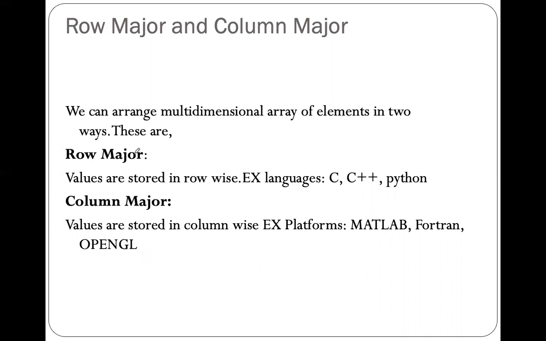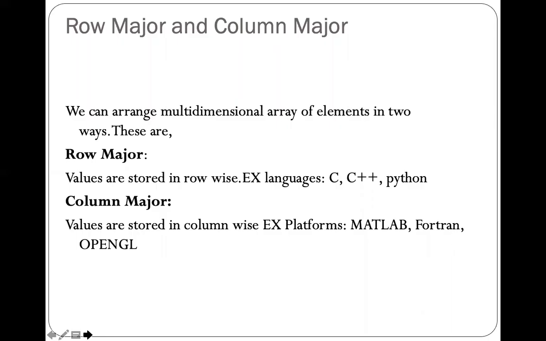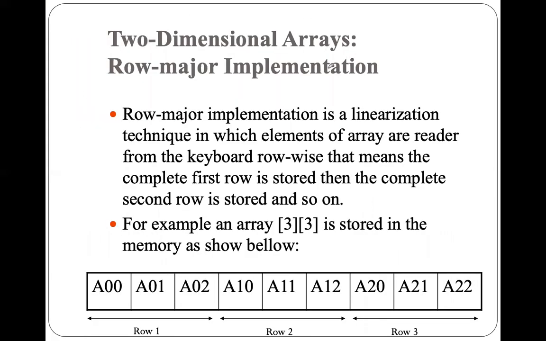So now we will discuss what the row major representation is and what the column major representation is. Okay, so see here. Two-dimensional arrays. Here I'm showing the row major representation basically. Row major representation is a linearization, that means row wise. So here it is row and column. The first element represents the row, the second element will represent the column.